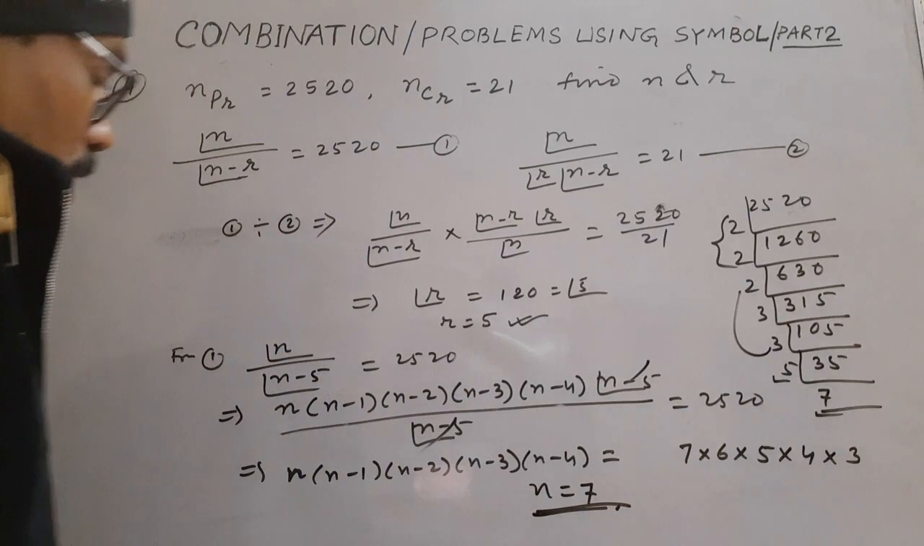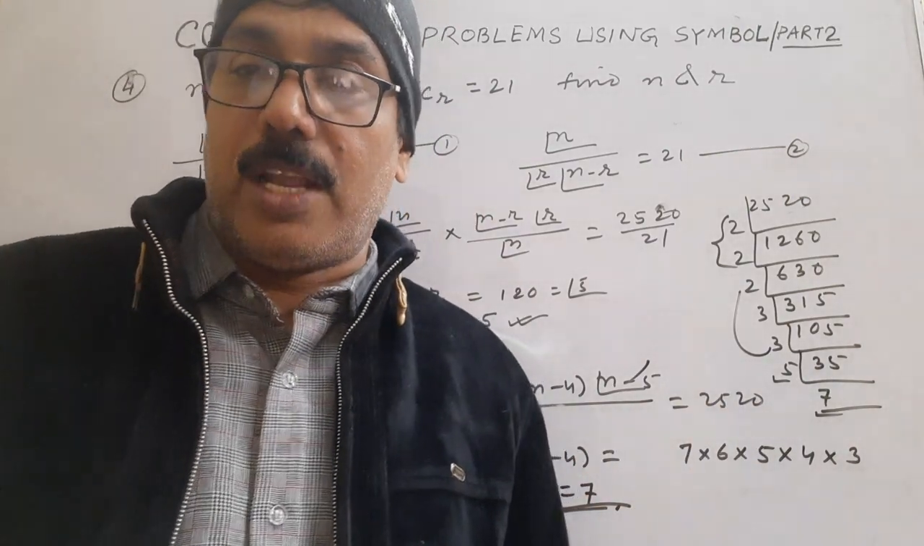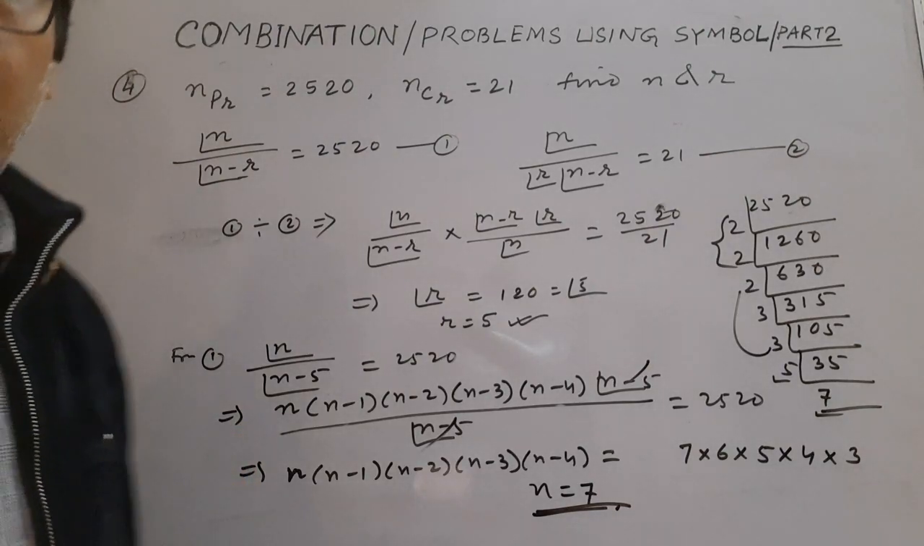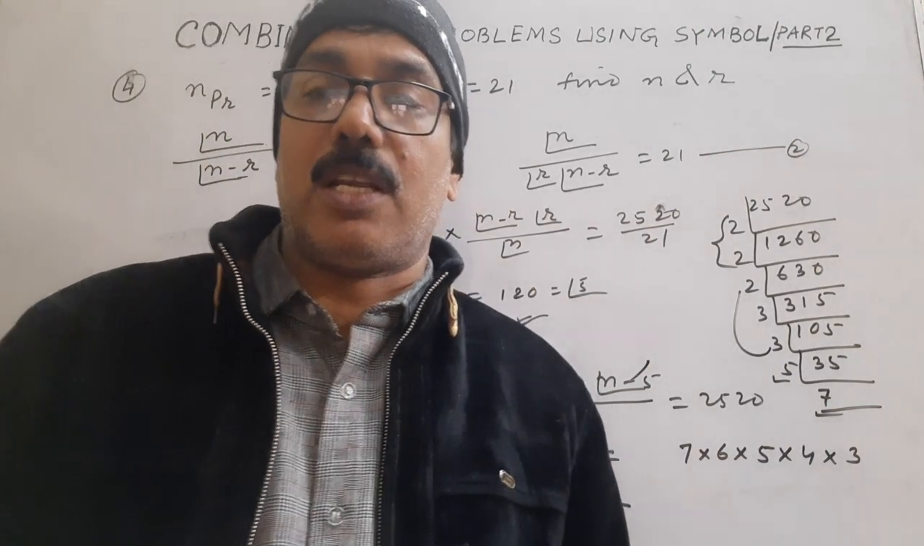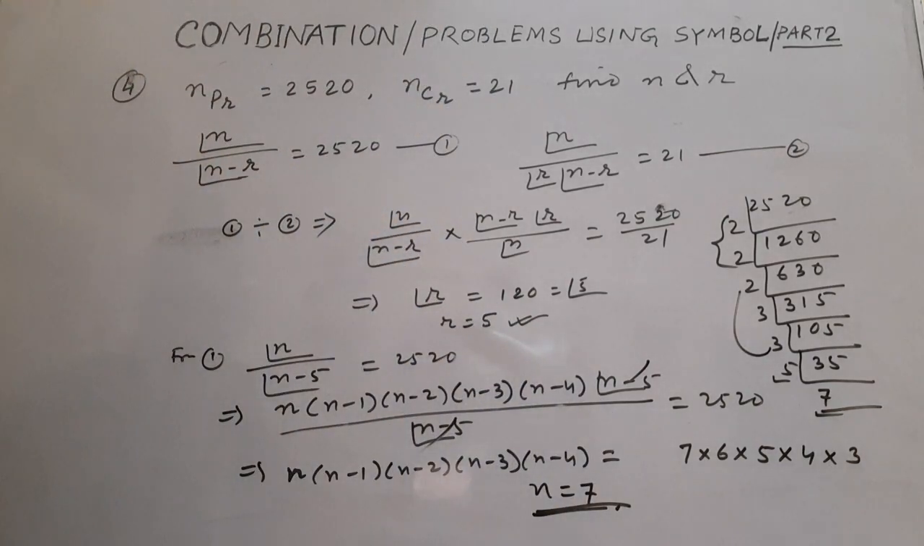So if you get a problem involving factorial, and you are getting a 3rd degree, 4th degree, or 5th degree equation, then try to solve it by the comparison method.